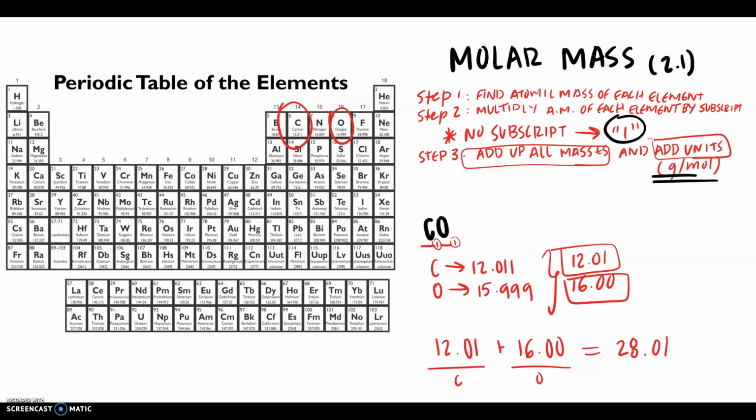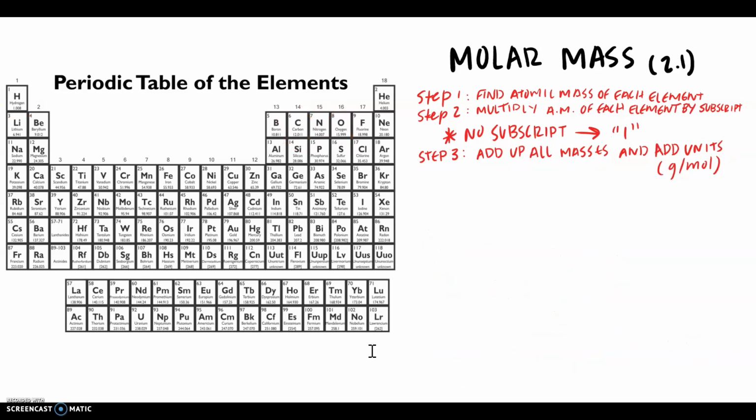I can't stress how important this is. So 28.01 what? 28.01 grams per mole. And just like that, you determine the molar mass of carbon monoxide. Alrighty, so let's move into a different example.